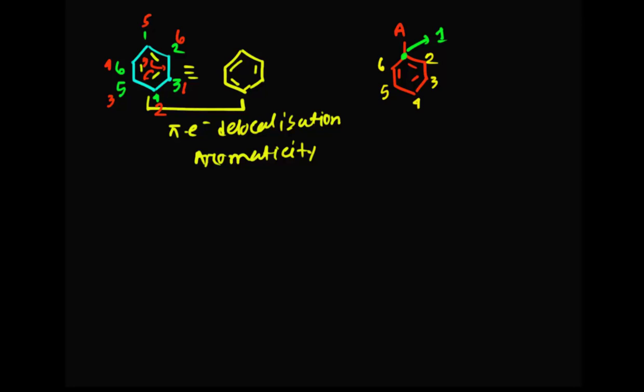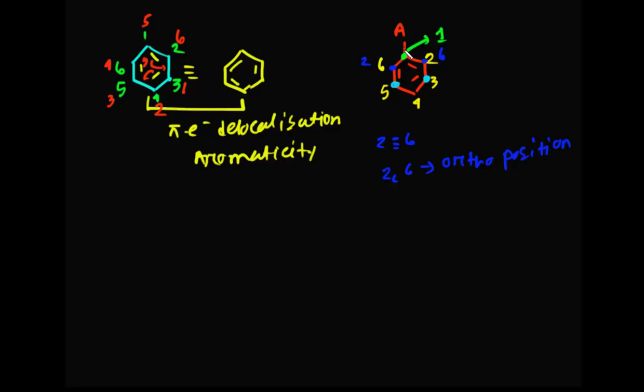So why are they equivalent? I am numbering on the right side. If one numbers on the left side, this position will be 2 and this position will be 6. That means 2 and 6 positions are equivalent. So 2 is equivalent to 6, and these 2 and 6 are called ortho positions.